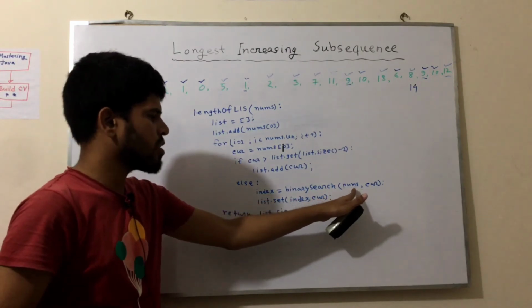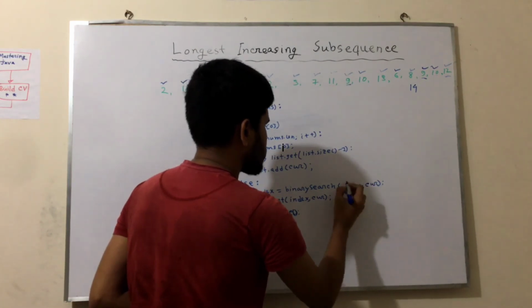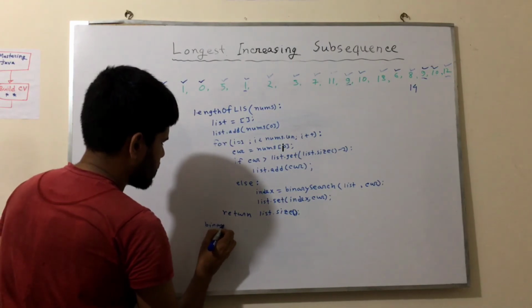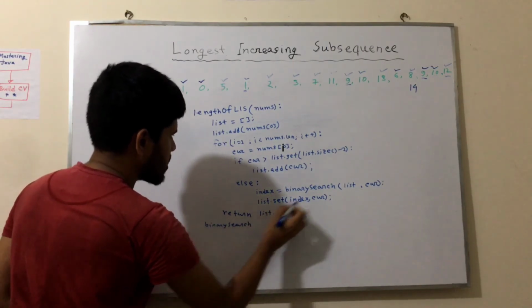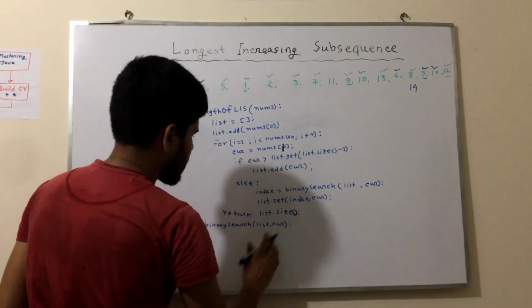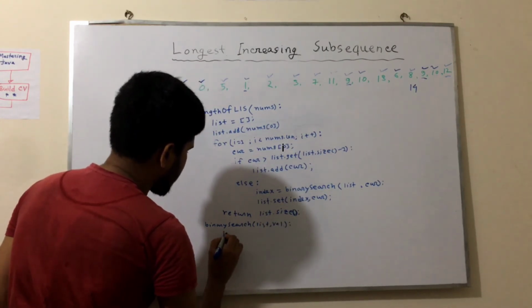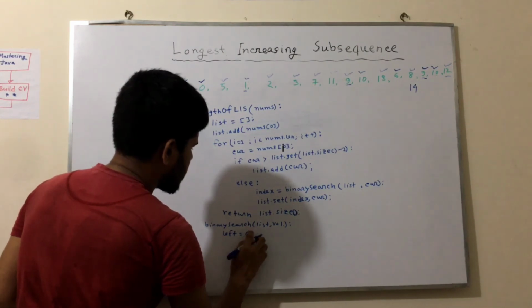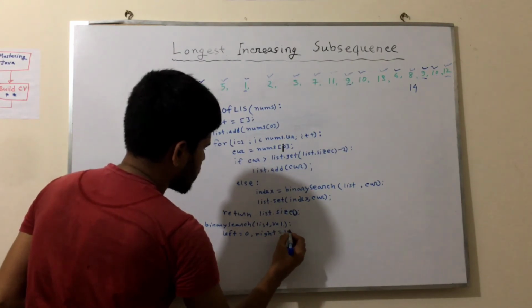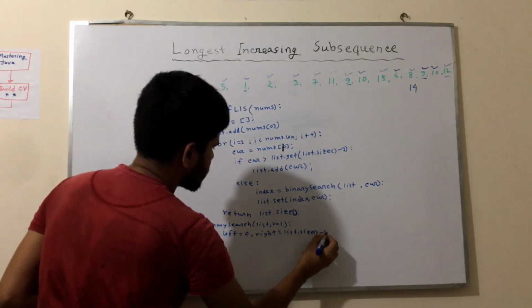Here actually we have to search the list, not the nums. In the list we'll find out the immediate next of current. Now let's write the function binary search. This function takes a list and current. Okay, current, let's call it val right here. Now let's declare two pointers, left and right. Left will point to the first element and right will point to the last element. Right equals to list dot size minus 1.